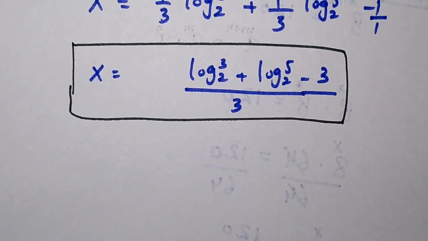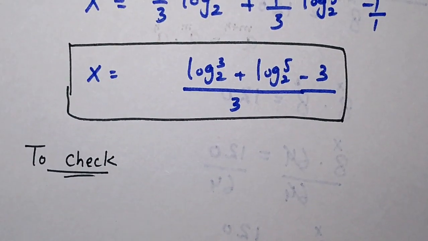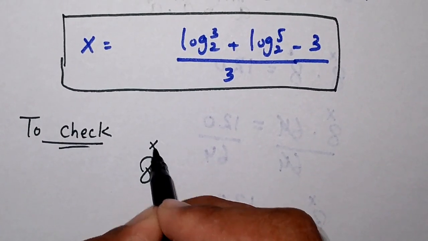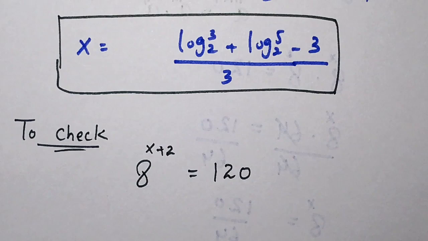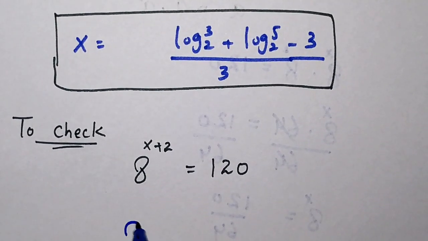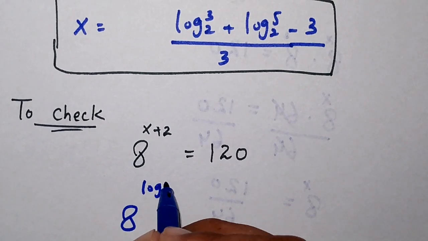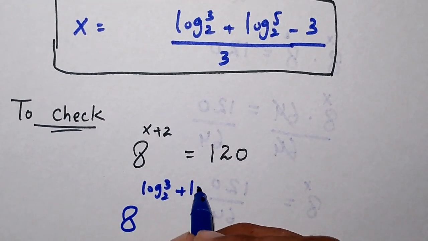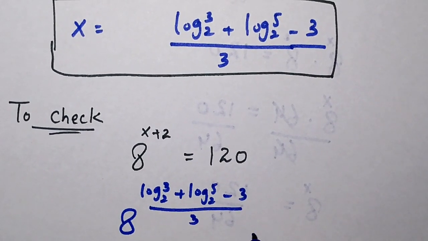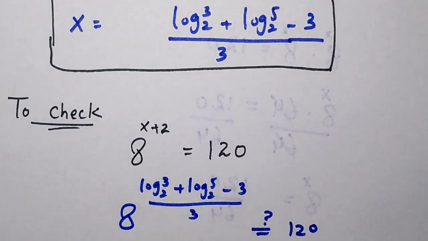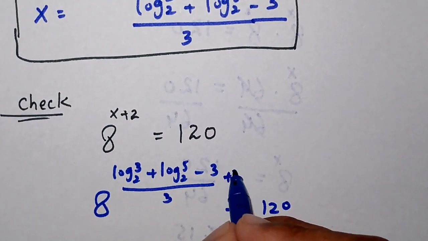Now we have to check our answer, either it is correct or not. So the question is a to the power of x plus 2 is equal to 120. Now we have to substitute the value of x. So a to the power of, the value of x is log of 3 of base 2 plus log of 5 of base 2 minus 3 divided by 3, is equal to 120. And here, sorry, this is plus 2, so here plus 2.